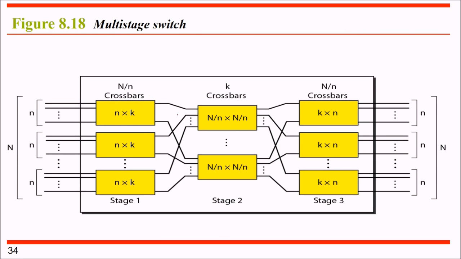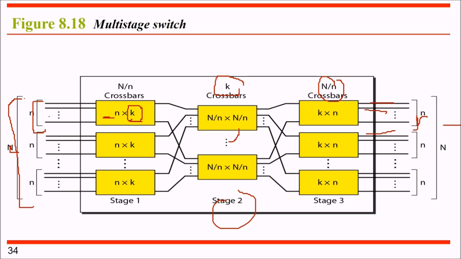This is the multi-stage switch. A multi-stage switch means you have, say, capital N inputs. The output is also capital N. But these small n's combine to form capital N. These are crossbars, as we have just seen. So there will be N inputs and K outputs, so there will be K crossbars in between, that is N by N into capital N by N at stage 2. And then again this N into K will become K into N crossbars. So we finally get the number of outputs as was in the input. So these are multi-stage switches.